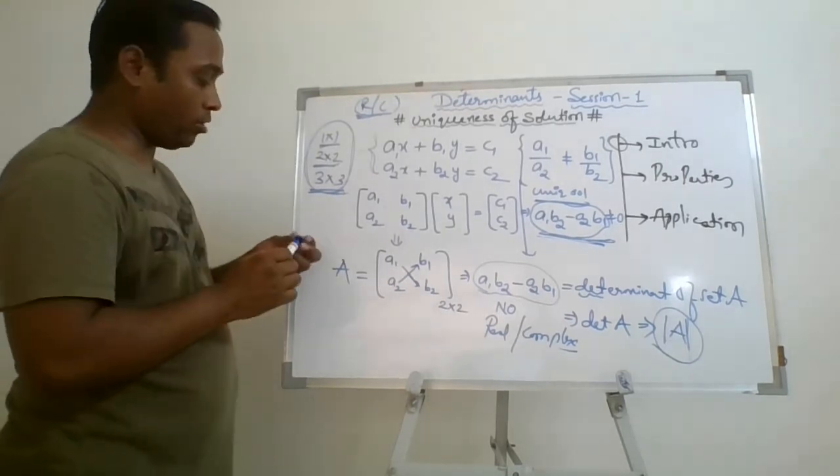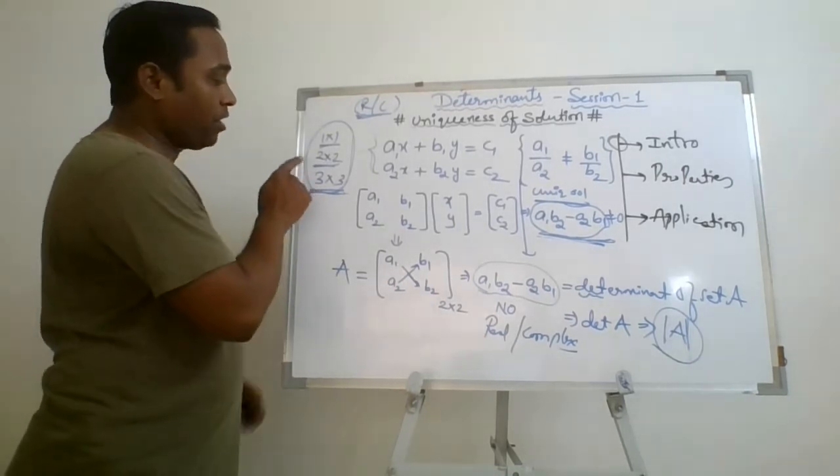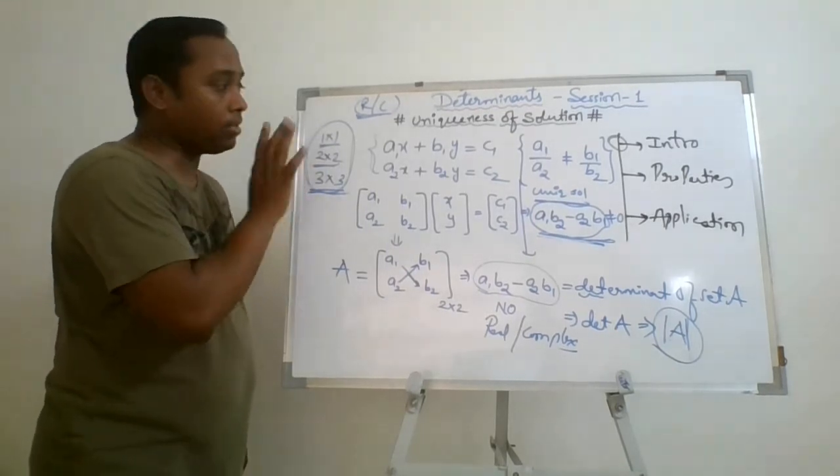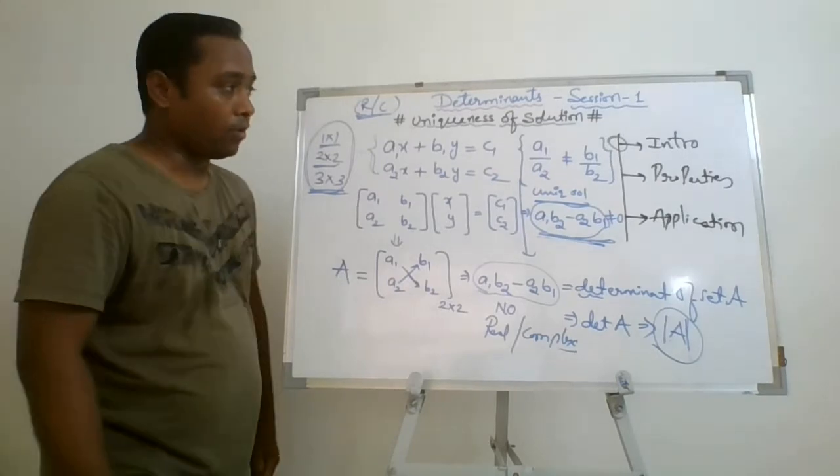In our syllabus we confine our domain up to 3 by 3 matrix only. Now in this lecture we are going to understand the concept of how to calculate the determinant of 2 by 2 and 3 by 3 step by step. Let's have a look.